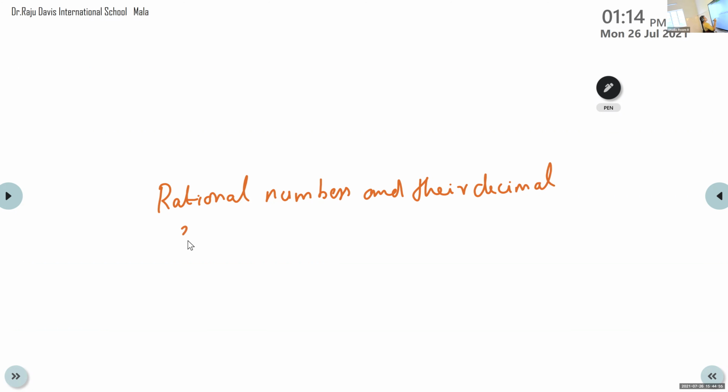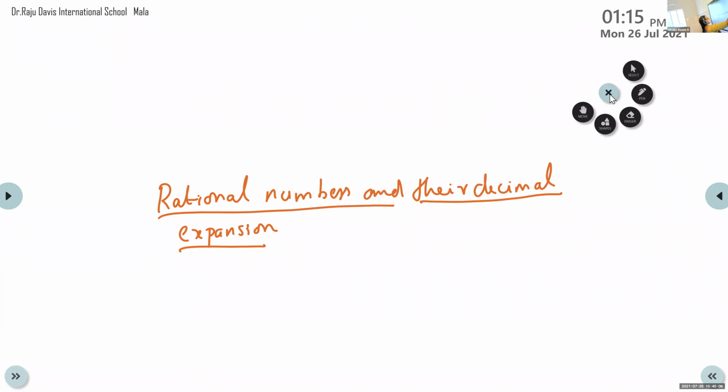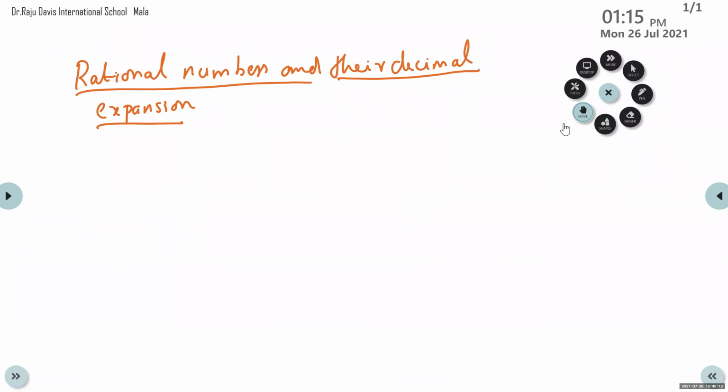Rational numbers and their decimal expansion. Very simple topic, but it is also a sure question. Okay, all of you listen to the board. See, we consider a decimal expansion 0.375, with 3 decimal values.